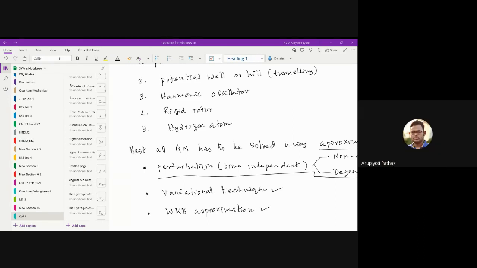Sir, it is for LS coupling also. If we consider twice S plus one into twice L plus one, then it will also be the dimension of Hilbert space. Yeah, correct.